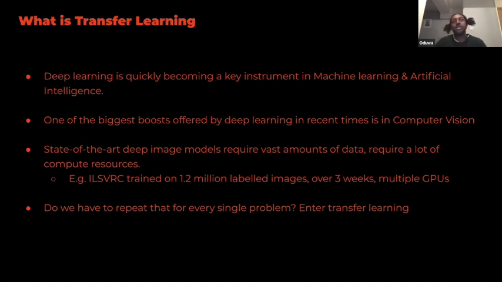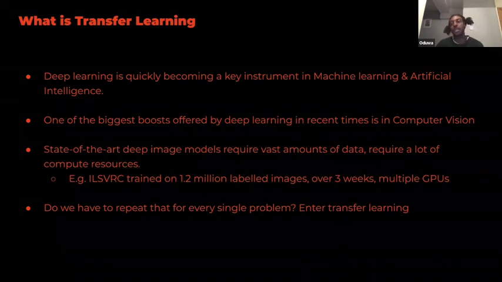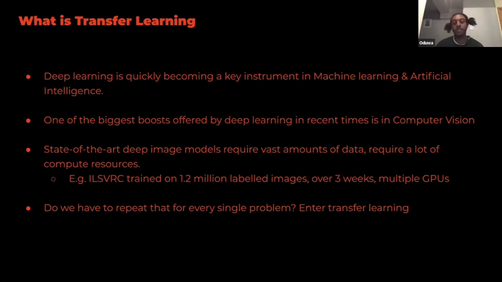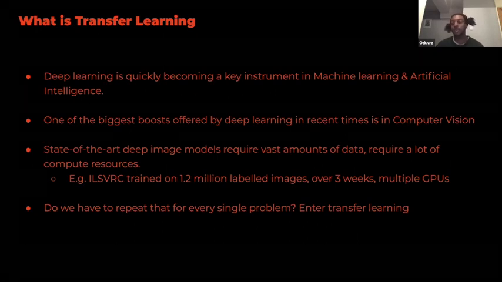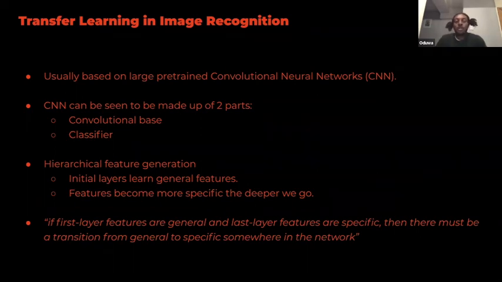And so enter transfer learning. Transfer learning is trying to stand on the shoulders of giants. It's kind of like the green initiative of machine learning, trying to reuse what we've already got instead of building afresh every single time. In terms of image recognition, these are usually based on large existing convolutional neural networks, or CNNs. One example would be the ImageNet one I shared in the previous slide.